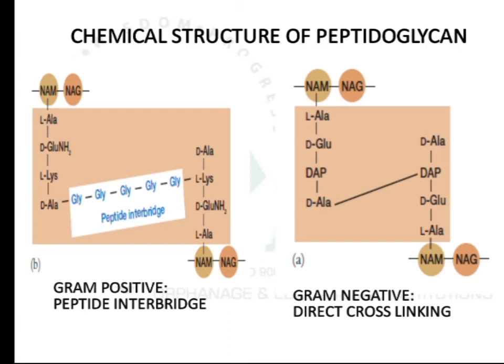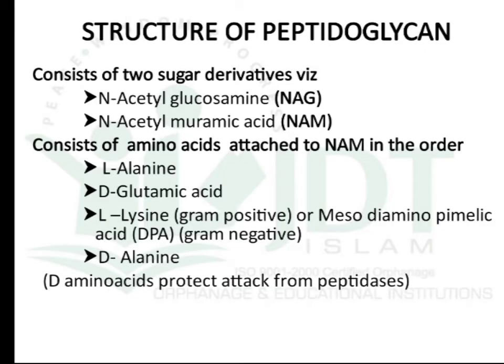The peptidoglycan structure is similar in both gram-positive and gram-negative bacteria. There is a small change. Instead of L-lysine, we have diaminopimelic acid in the case of gram-negative bacteria. And the joining between two NAM and NAG backbones is through a direct linkage in gram-negative bacteria. So this is the main difference in the formation of the peptidoglycan layer.